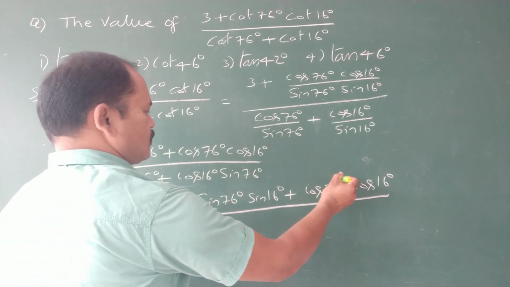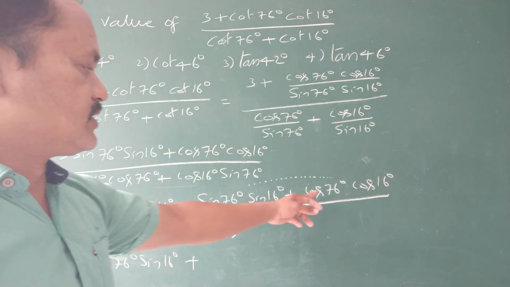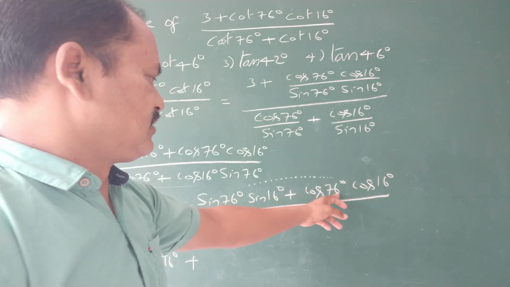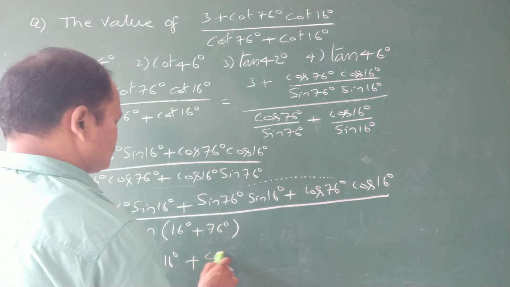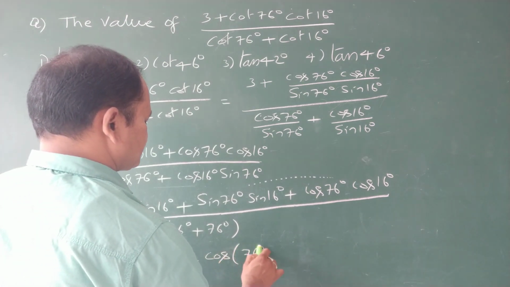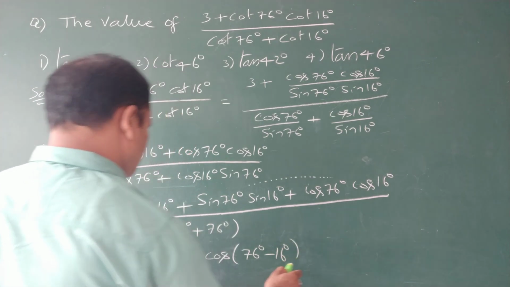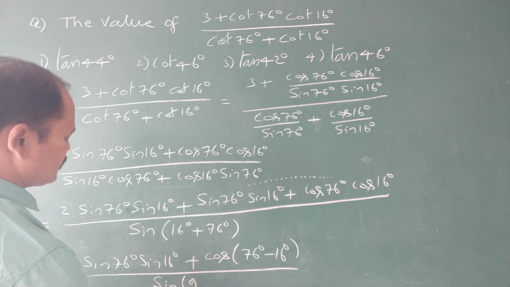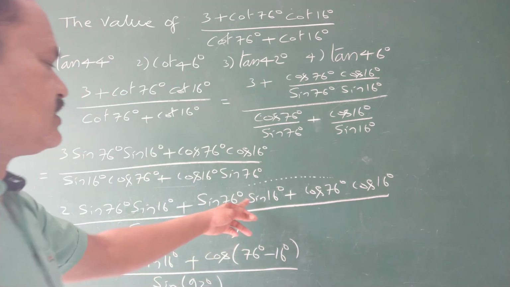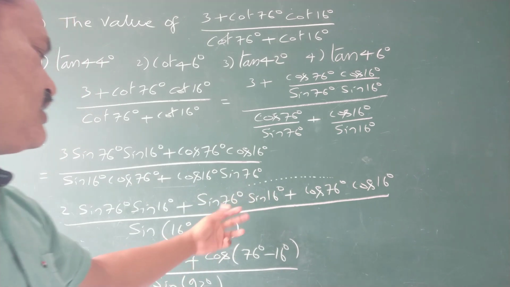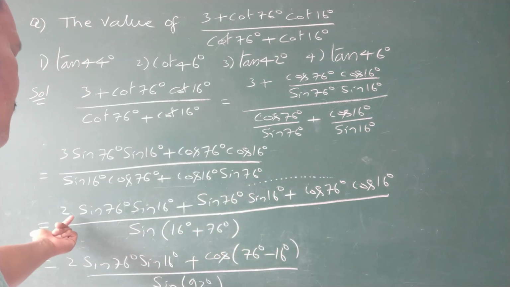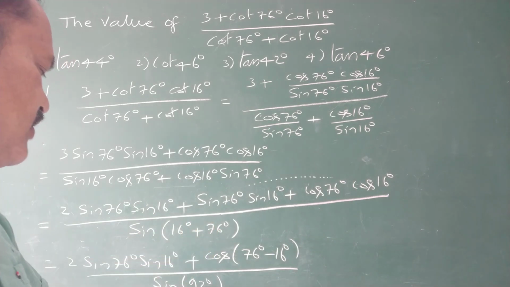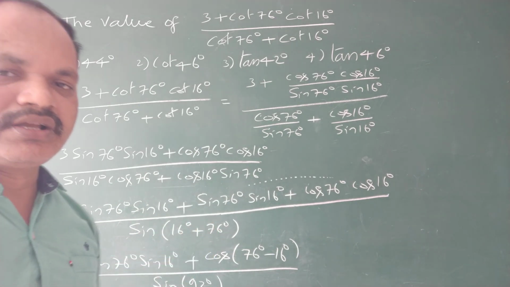From these two we have to observe: it is cos A cos B plus sin A sin B. Cos A cos B plus sin A sin B is nothing but cos (A minus B), that is cos (76 minus 16), whole by the denominator sin 92 degrees. Here it is cos A cos B plus sin A sin B, cos (A minus B) this part, this is 2 sin 76 sin 16, by here it is 16 plus 76, that is sin 92. That's all. Now we are going to the next step.